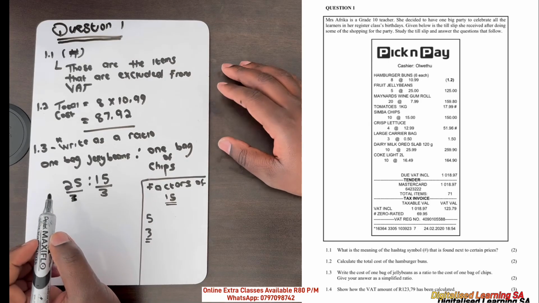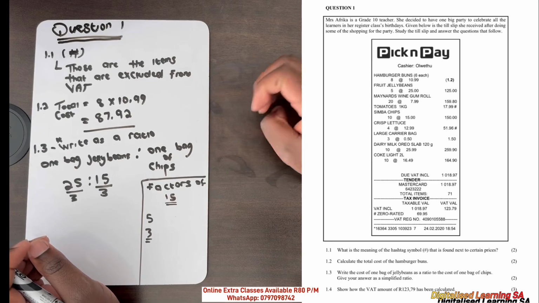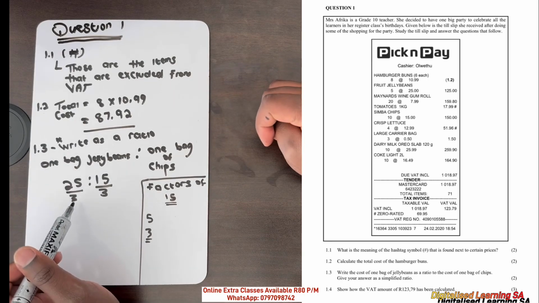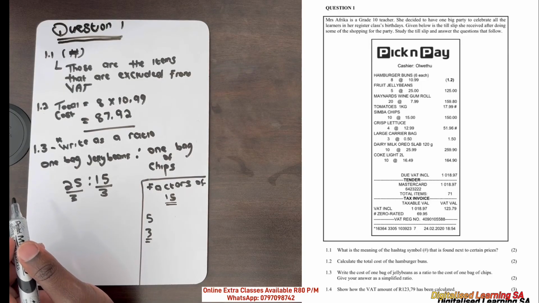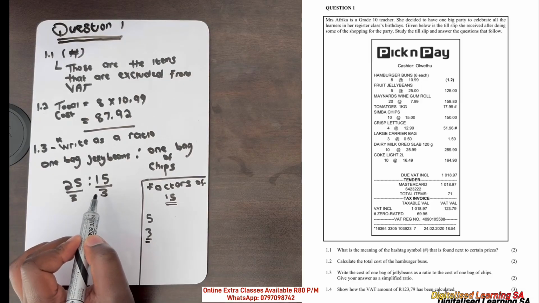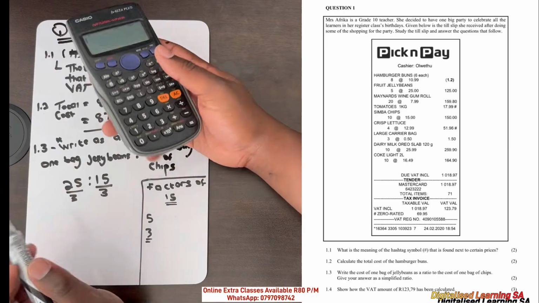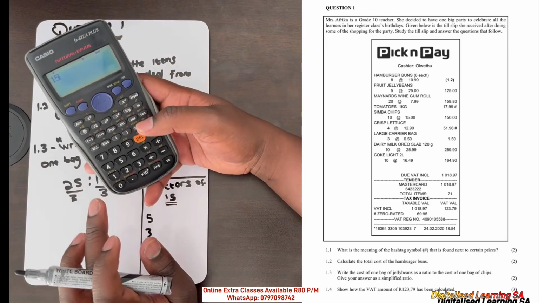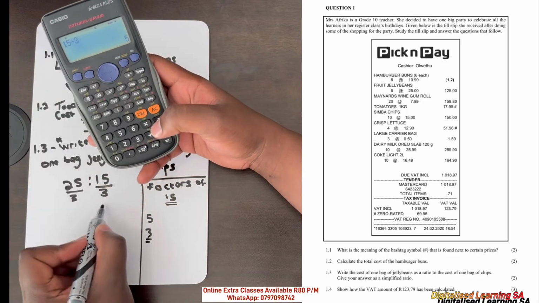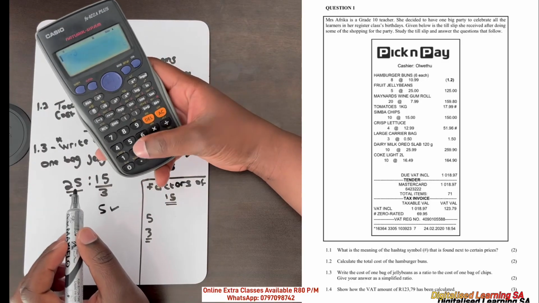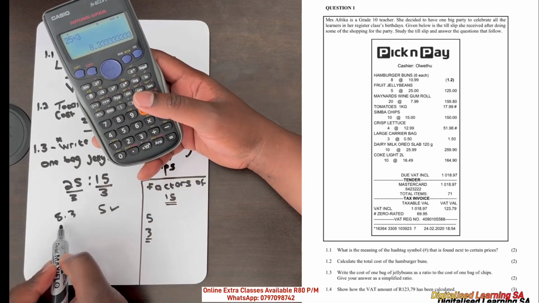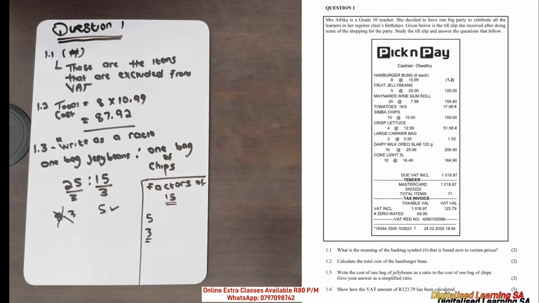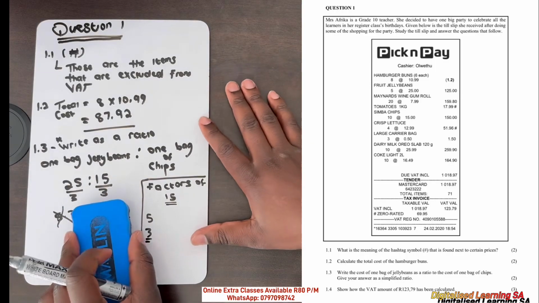Remember the question says a simplified ratio, meaning that the answer we get needs to be a whole number. It must not have any commas. If it has, it means we need to change our factor. So let's start. 15 divided by 3 gives us 5, so this one is okay. Then 25 divided by 3 gives us 8.3, so this one is wrong. Our answer must not have any commas, so now we need to change our factor.